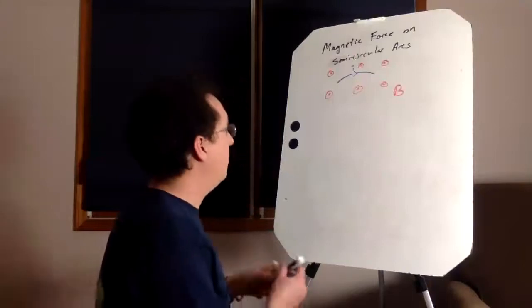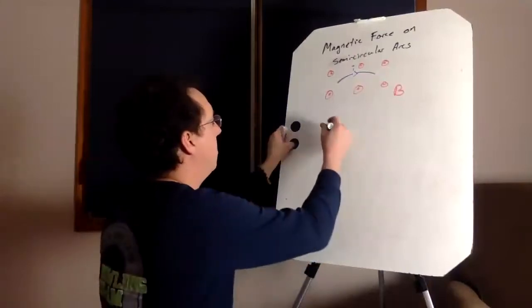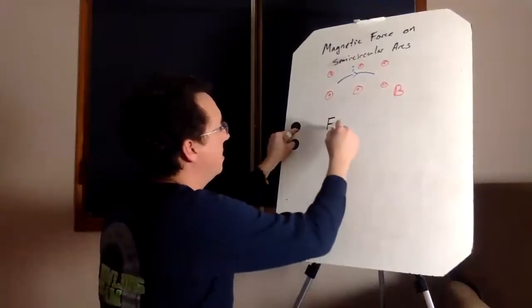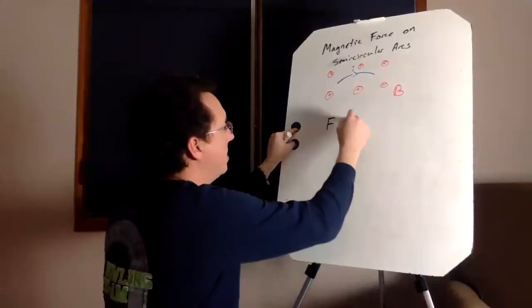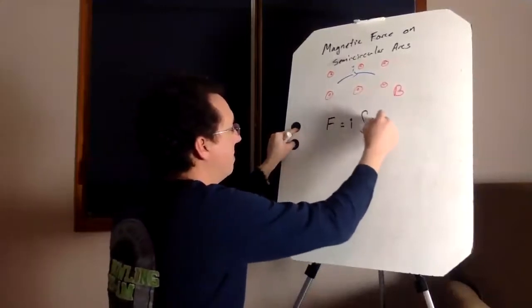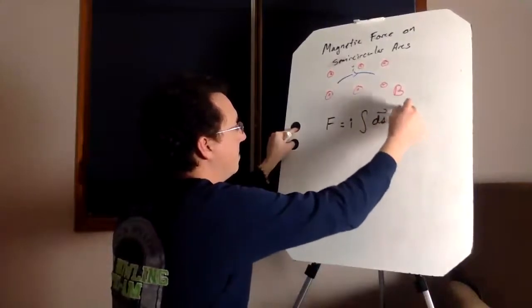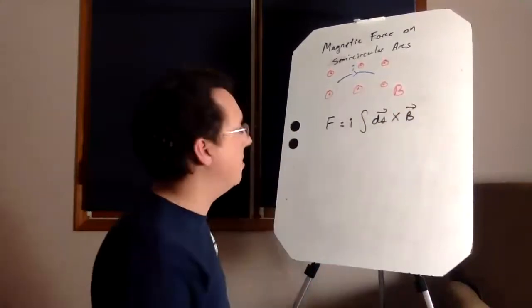Now, the formula for the magnetic force, we've already seen a couple times. So the force on this wire should be the current times the integral of ds vector cross the magnetic field. So that's the formula for it.